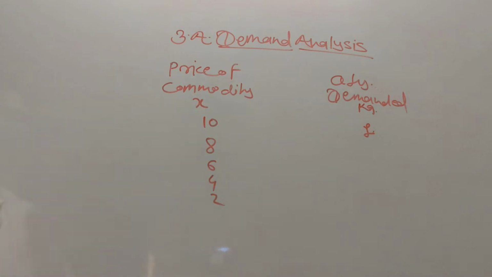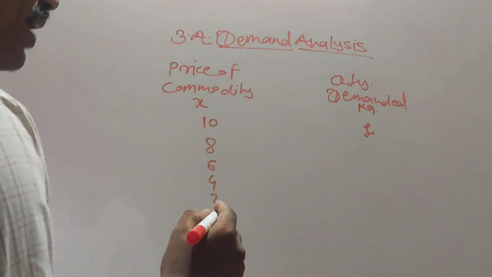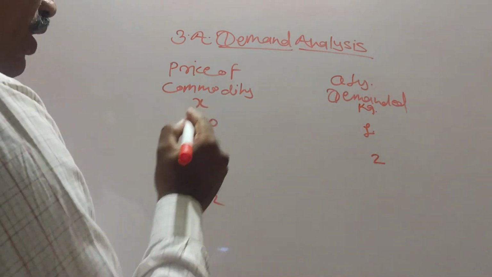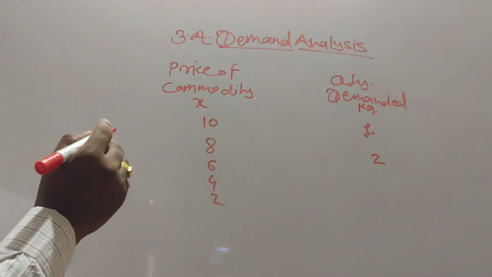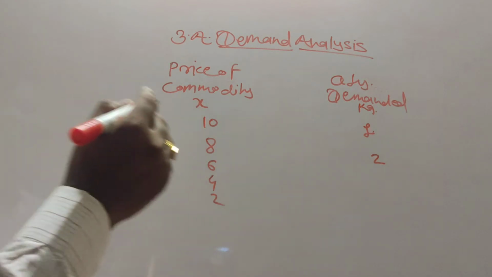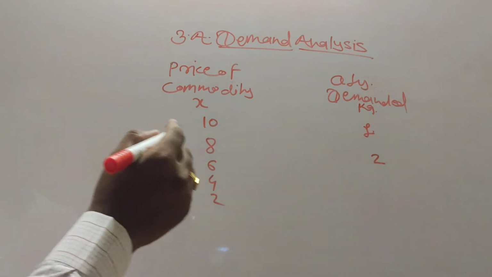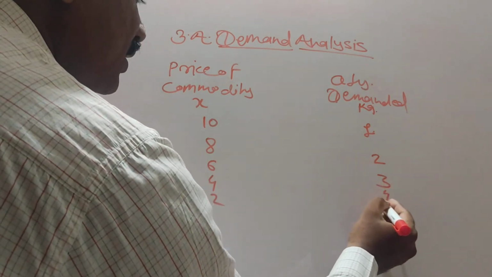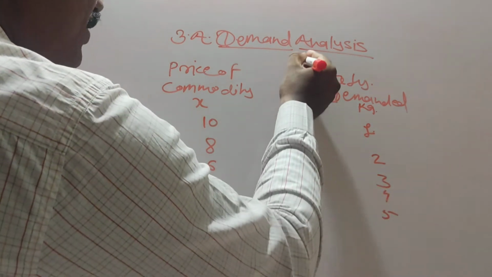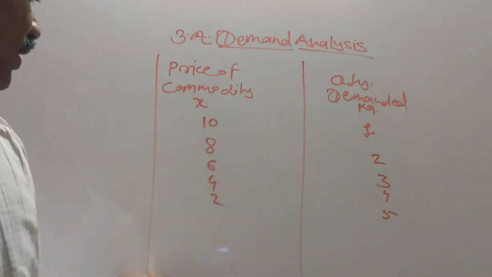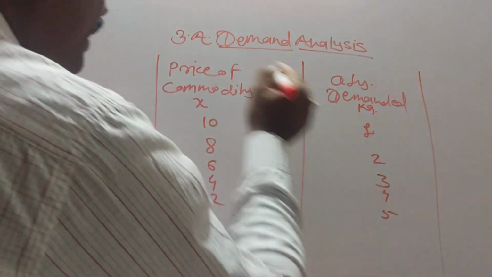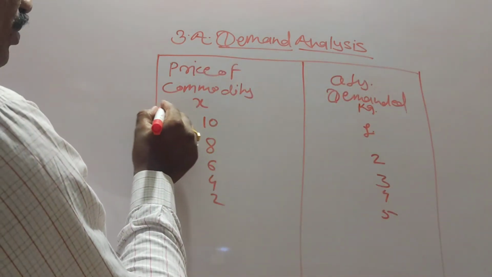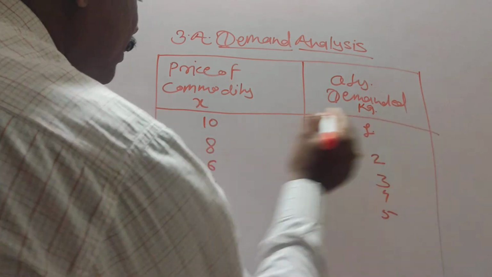When there is a fall in price from 10 to 8, the consumer's demand rises from 1 to 2 kg. As there is a fall in price from 8 to 6, 6 to 4, and 4 to 2, there is a continuous rise in quantity demanded of the commodity, that is 3 kg, 4 kg, and 5 kg respectively. So this is the demand of an individual consumer in the market.